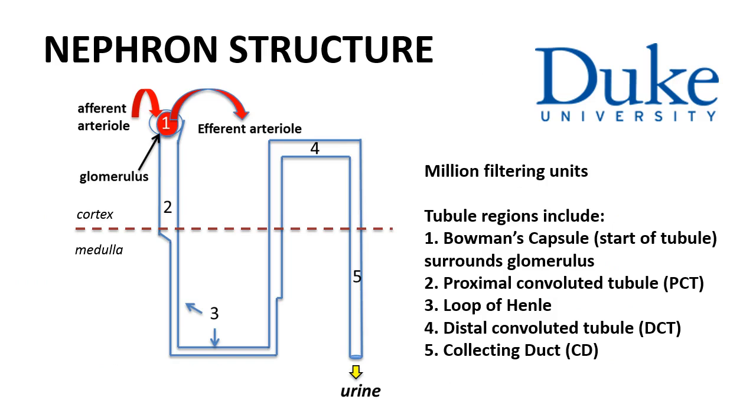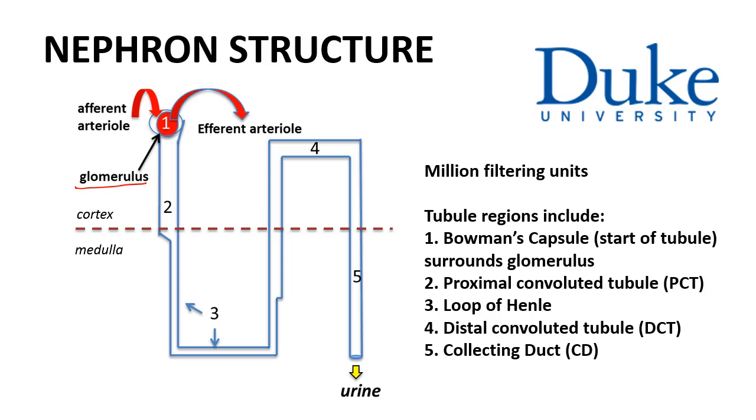The kidney structure of the nephron is shown here, and this stylized drawing shows the two major components to the little nephrons, or the filtration units. The first is a vascular component, a capillary bed, a little tuft of capillaries, which is called the glomerulus.